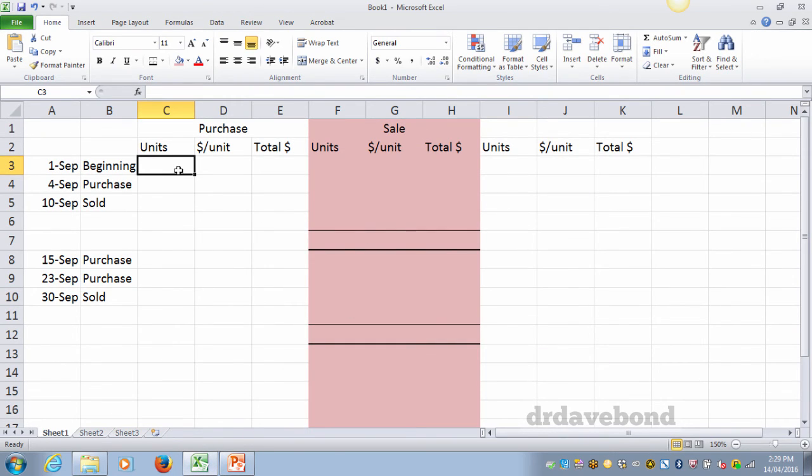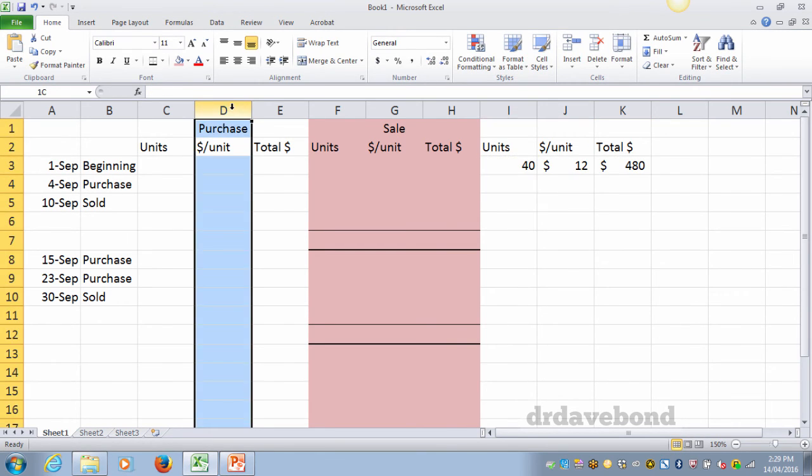Okay, so this has already been pre-set up. You don't have to use this exact setup. The idea is just to get a sense of what we're trying to do with this. And we're trying to get a running total of what gets bought in, when it gets bought in, so we know how much stuff we have and the value of it. So in the beginning, nothing in purchases, nothing in sales. We just have 40 units. They're at $12 a unit. Gives us $480.